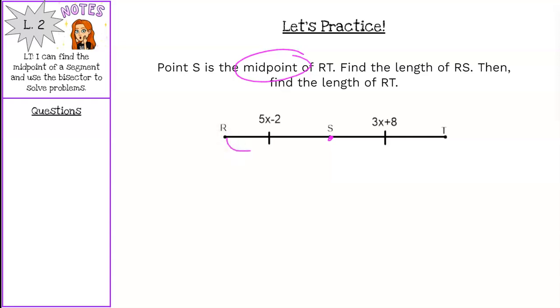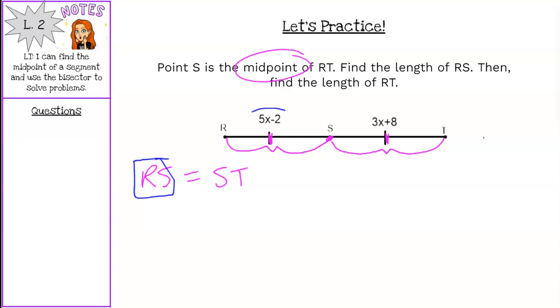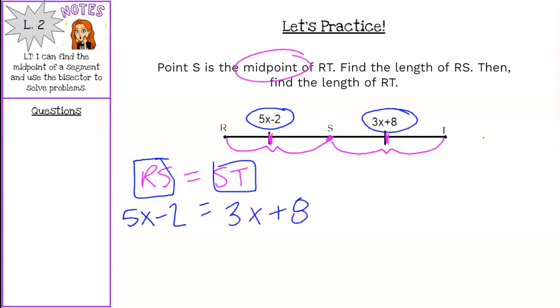So we know that RS, this piece, is equal to ST because we have the two tick marks saying that those pieces are congruent, and we also know that S is the midpoint, so it's cutting it in half. So I know that RS is equal to ST. So now I can just substitute in those values of RS and ST. RS is 5x minus 2, so I can put 5x minus 2 equals ST is 3x plus 8. So we have 3x plus 8. And now we have an equation that we can solve.